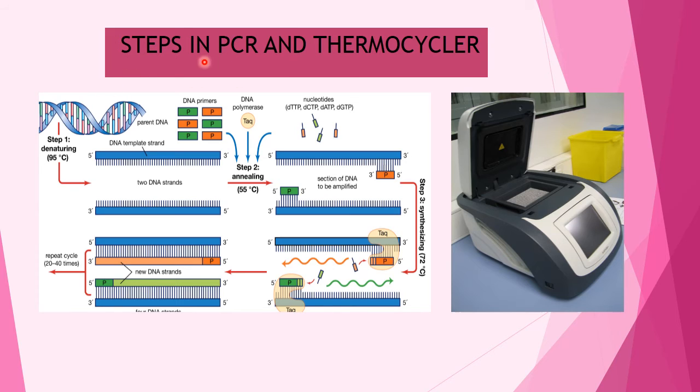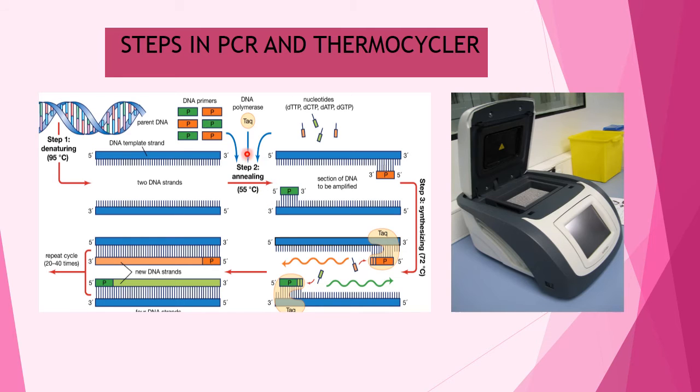So here in this figure we can see the steps involved in PCR and the thermocycler. This is the instrument where we can carry out the PCR, with 3 steps: step 1, step 2 and step 3. Step 1 is denaturation, where the double stranded DNA gets separated into single strands. The second step is where the primer is added, that is the annealing process, and the temperature is lowered.